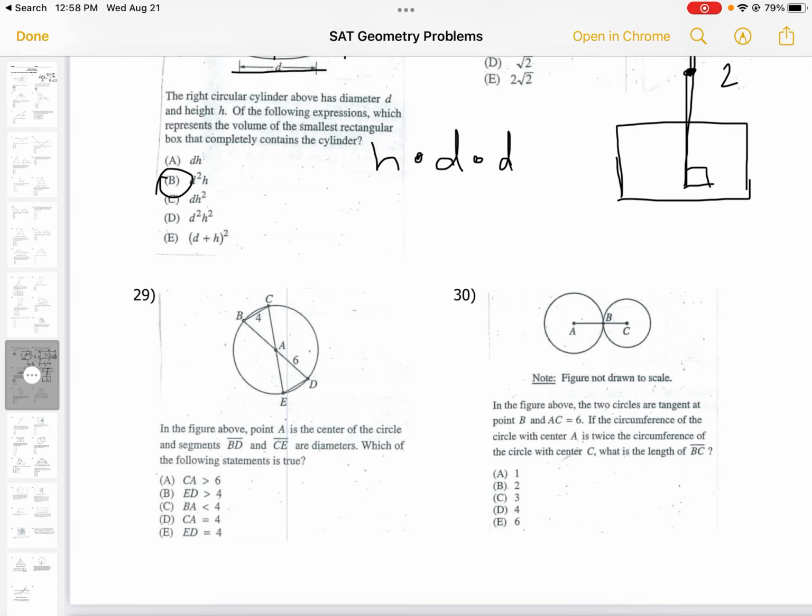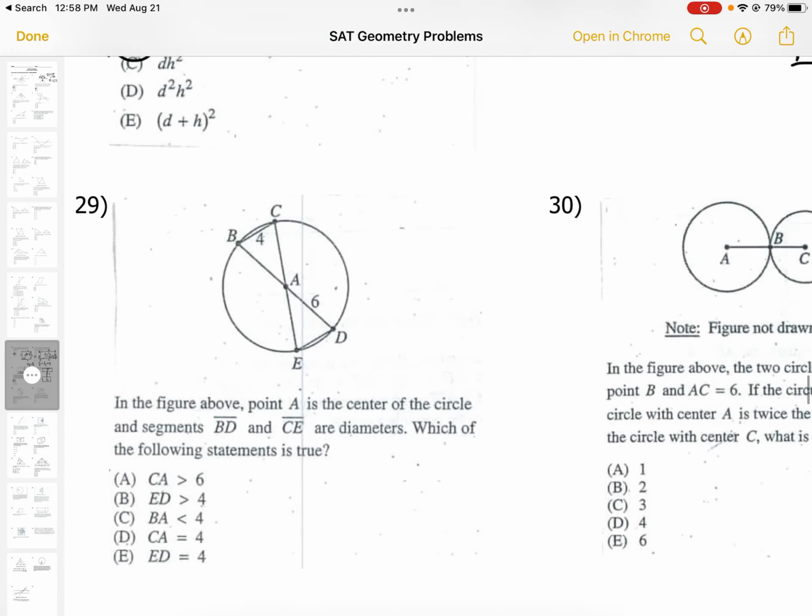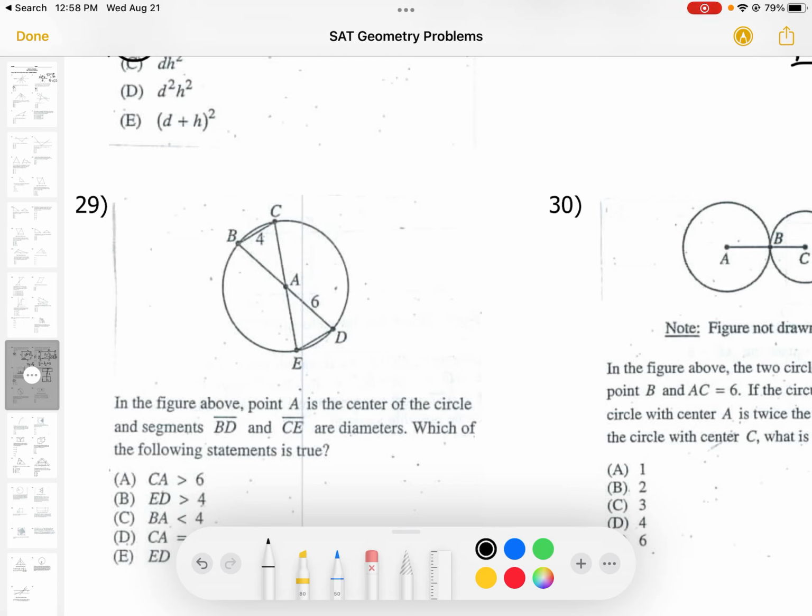Okay, in the figure above, point A is the center of the circle, and segments BD and CE are the diameters. Which of the following statements is true? Okay, so we're asked a question about the relationships between two triangles. So our goal for this question should be to prove whether these triangles are congruent or similar in some way. So let's try that. We can mark equal angles and equal sides. Straight off the bat, we know these two angles are equal because they're vertical angles, and that these 4 line segments are congruent to each other because they're all radii of the circle.